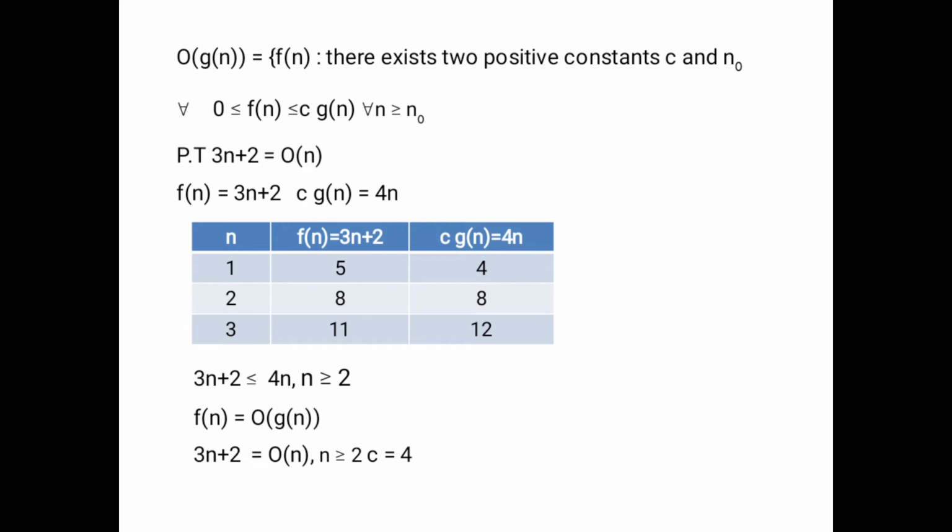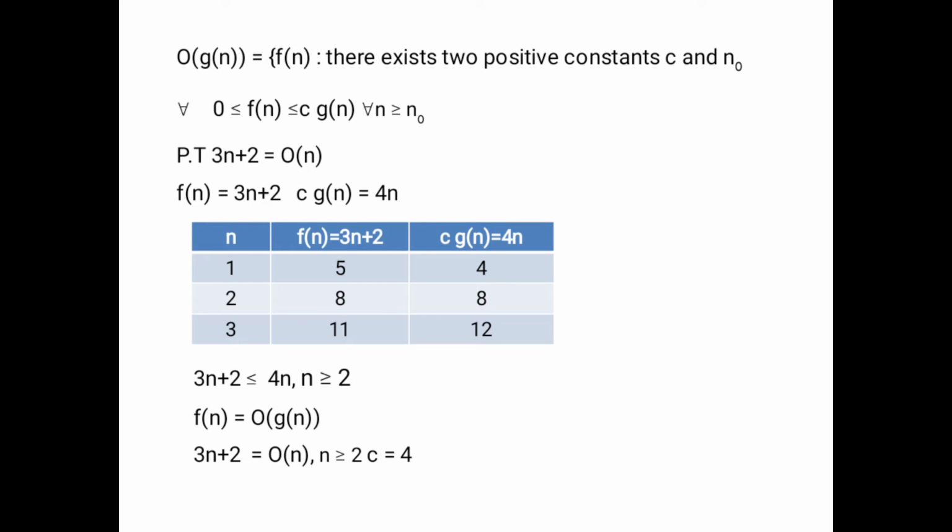Next, to satisfy this through the table, first take the values of n as 1, 2, 3 and so on. Then substitute the value into f of n equals 3n plus 2, and calculate using this n value. c g of n is the other function, and these values are also calculated using the n value. First, 3n plus 2: substitute n equals 1, so 3 into 1 plus 2 equals 5. Then c g of n equals 4n: 4 into 1 equals 4.